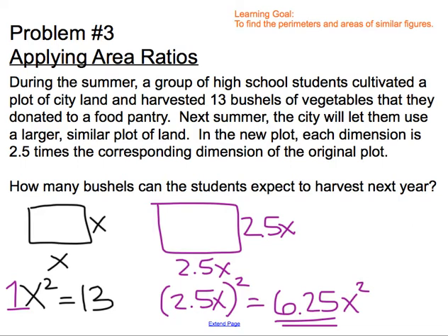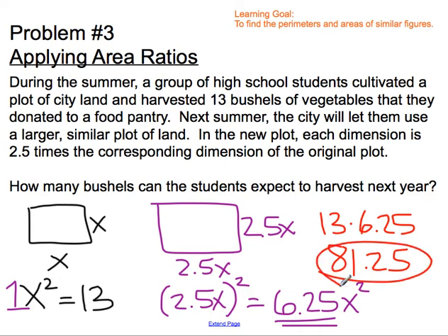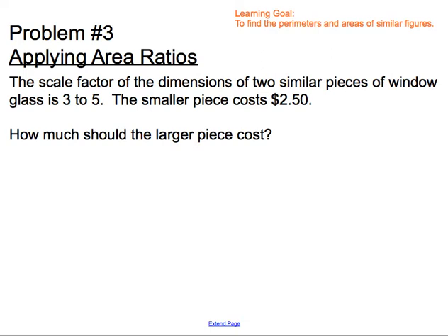So to find the final answer, we're going to take the 13 and multiply that by 6.25. And here we find that the students will be able to harvest 81.25 bushels the following year. A huge jump from 13. This is the kind of question that a lot of students miss.